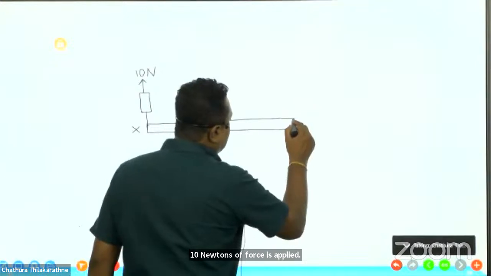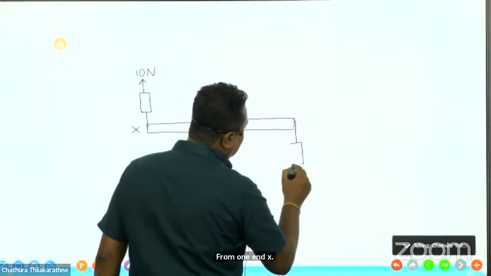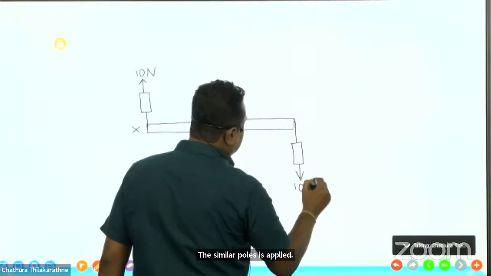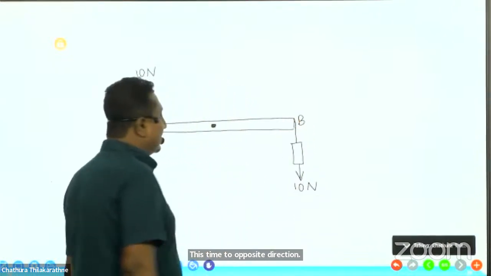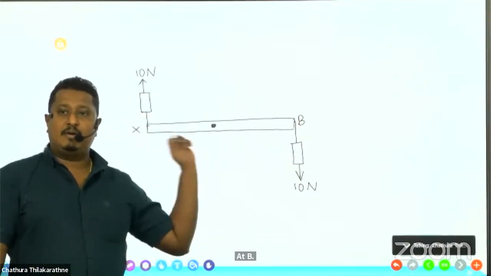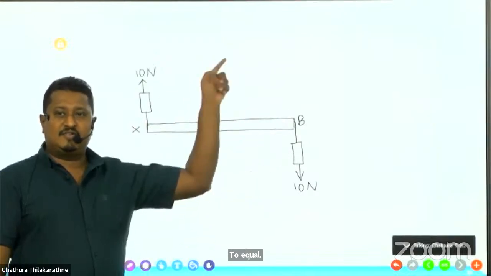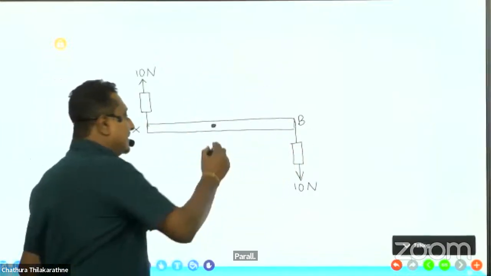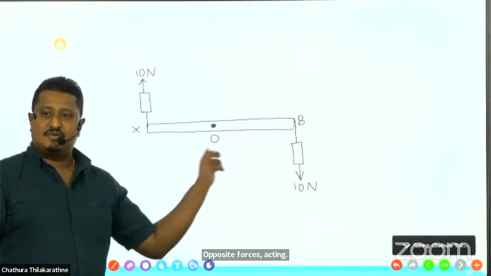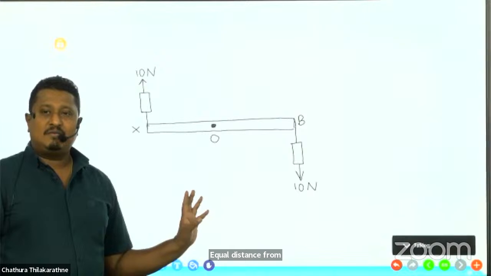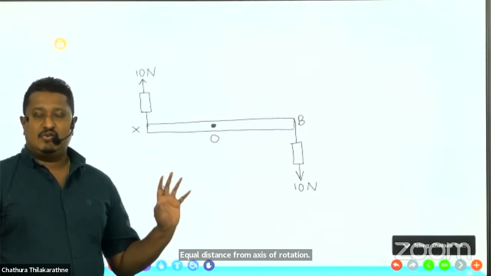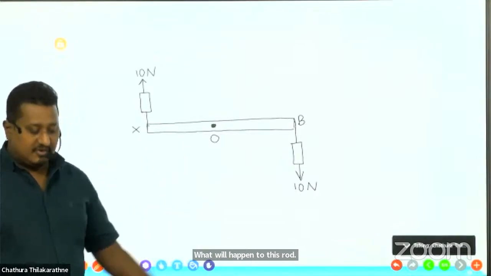Using another Newton balance, a similar force is applied, this time in the opposite direction at B. Two equal, parallel, opposite forces acting at equal distance from the axis of rotation. What will happen to this rod? What kind of motion can be seen in this rod?